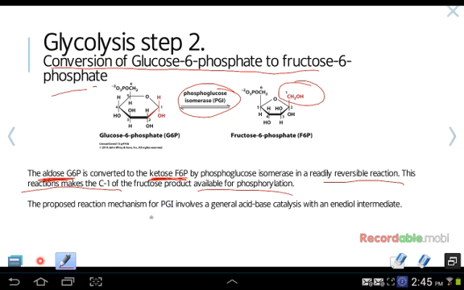The proposed reaction mechanism for this involves a general acid-base catalysis with an enediol intermediate. You can read up more about this specifically in your textbook. However, this is about as detailed as I wanted to go in this lecture. We can talk about this more in class and as we go over the POGIL activity.